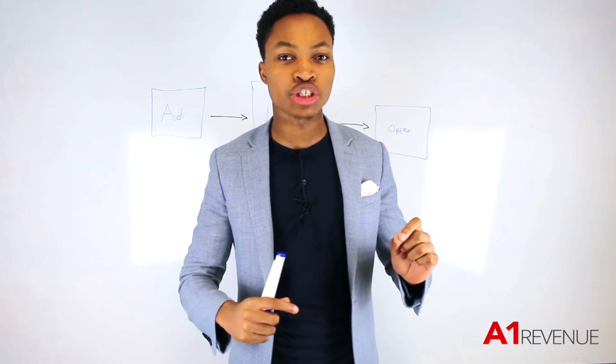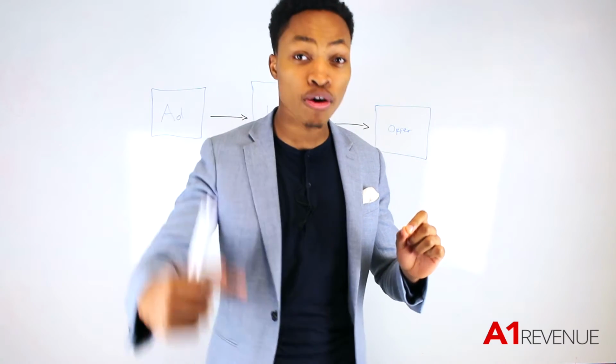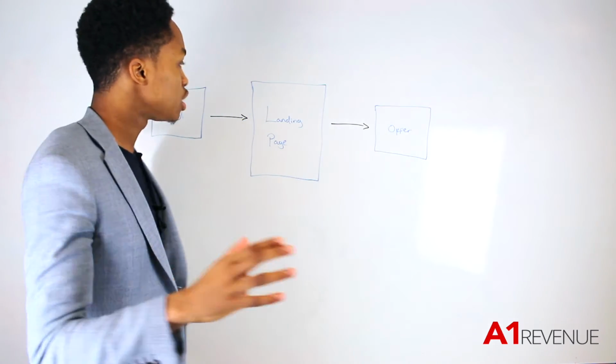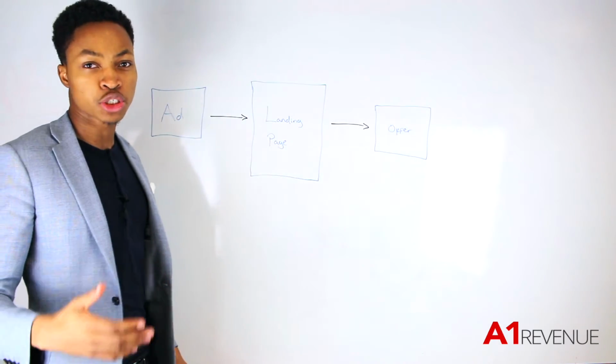I was able to add an extra $8,000 in additional profit to that, so my total income from that campaign was $35,000. And guess what? That $8,000 came for free. So I'm going to show you exactly how I was able to do that in this specific video.